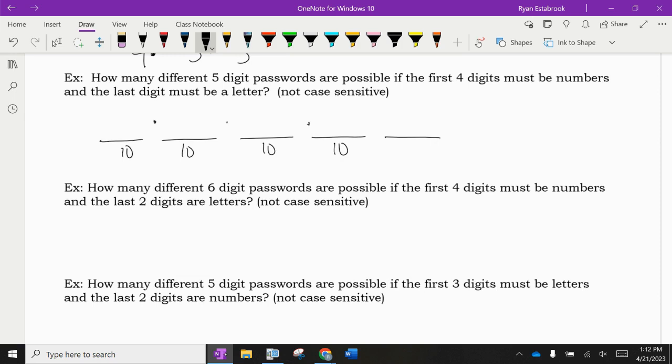And then the last one is going to be a letter, not case sensitive. In other words, if I type in a lowercase a or an uppercase A, it's going to read them the same. So how many letters are there? 26. So what are you going to do? 10 times 10 times 10 times 10 times 26. How many total possibilities are there with this criteria?